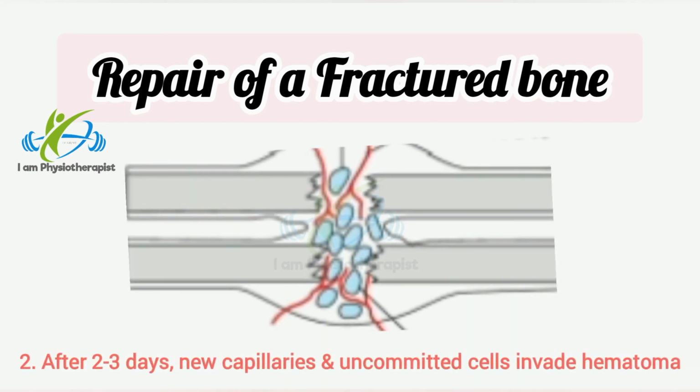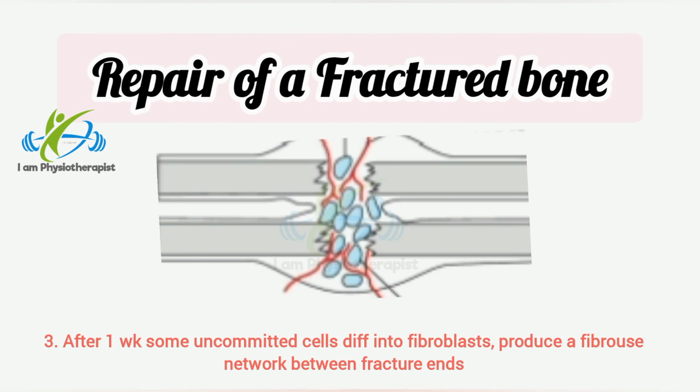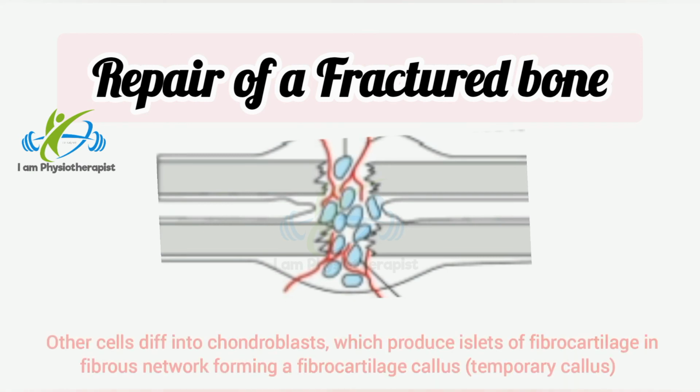Two or three days later, new blood capillaries and uncommitted cells from the surrounding tissue invade the hematoma. After 1 week, some of the uncommitted cells differentiate into fibroblasts, which produce a fibrous network between fractured ends. The other cells differentiate into chondroblasts, which produce islets of fibrocartilage in the fibrous network, forming a fibrocartilage callus which is known as temporary callus.